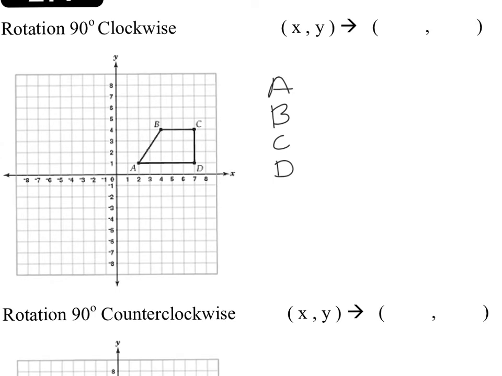Okay, A is at 2, 1. B is at 4, 4. C is at 7, 4. And D is at 7, 1.